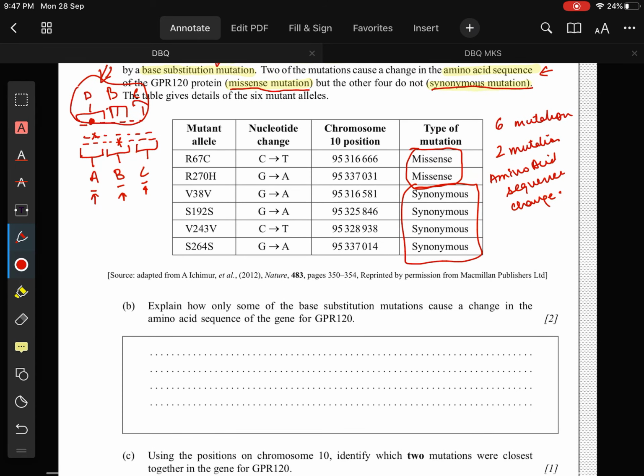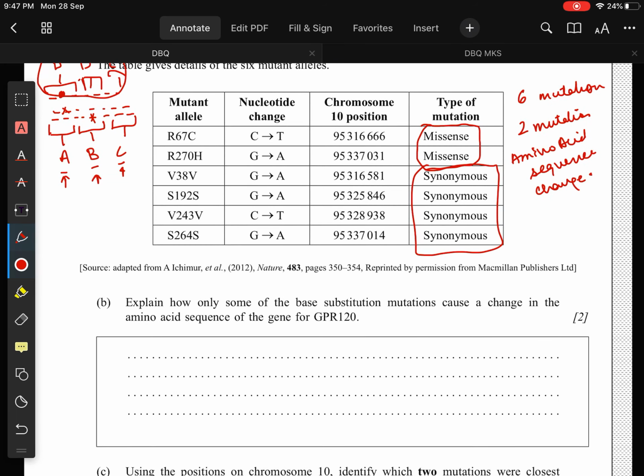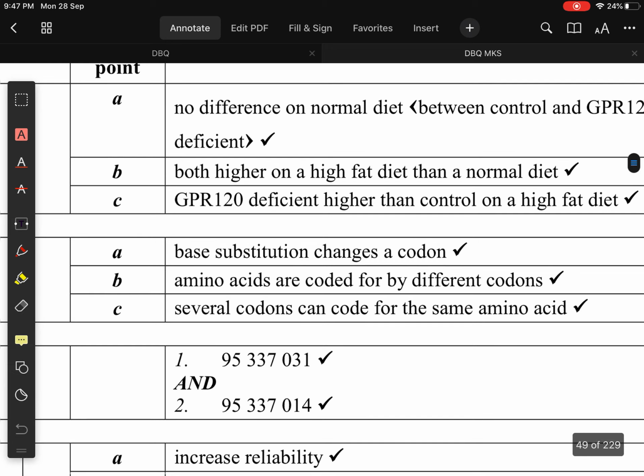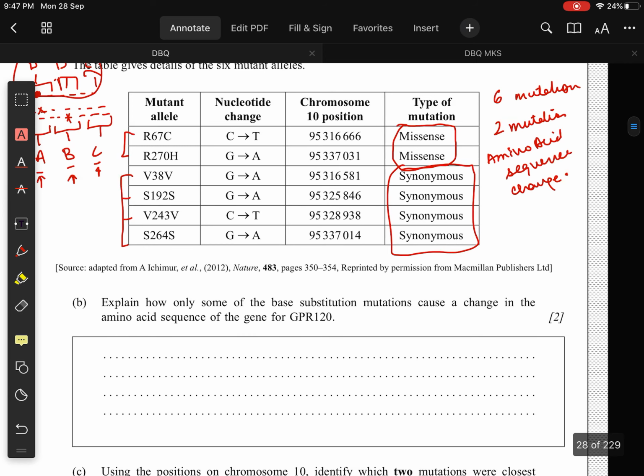Now let's look at the question. Explain how only some of the base substitution mutations cause a change in the amino acid sequence of the gene for GPR120. So why do only 2 cause the change while the others remain the same? The reason is the genetic code is degenerate, more than one codon codes for the same amino acid. As I told you, base substitution changes a codon. Amino acids are coded for by different codons. Several codons can code for the same amino acid.